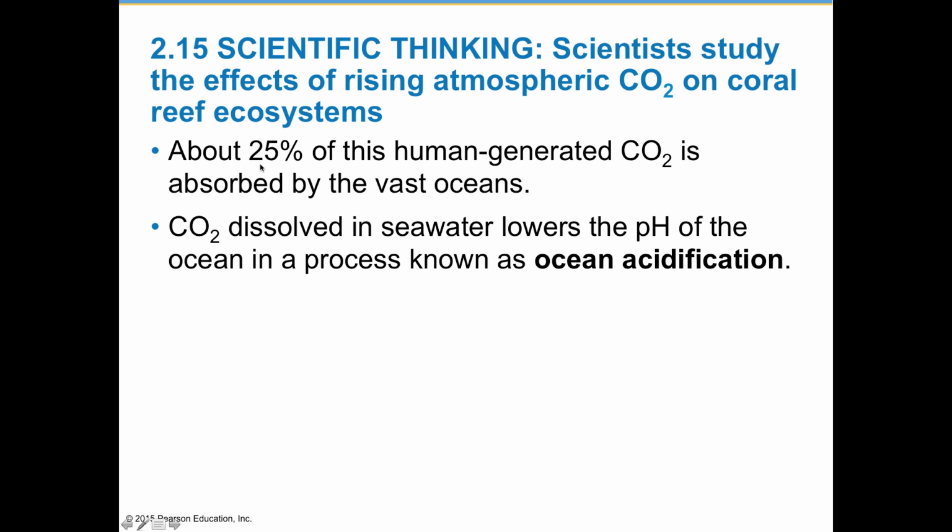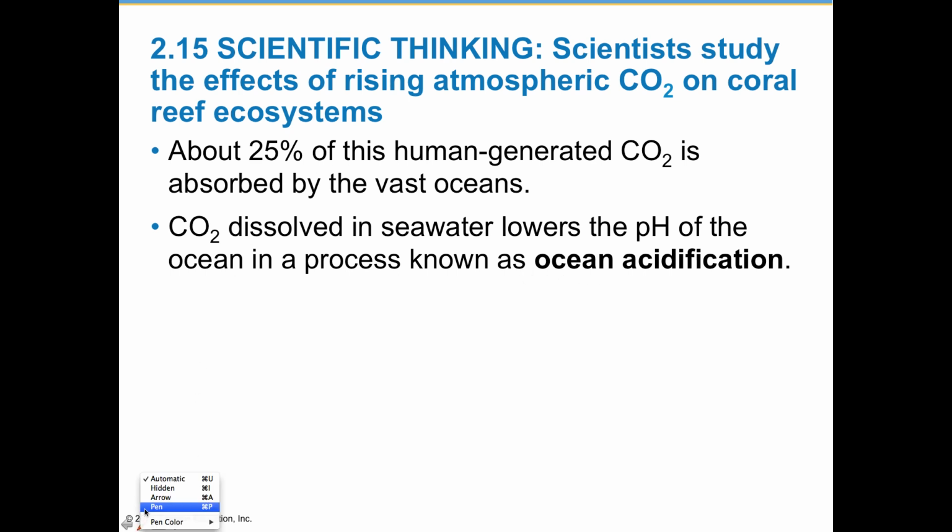So about 25% of human-generated carbon dioxide is absorbed by the oceans. That's still 25%, that's still leaving 75% out in the atmosphere. Carbon dioxide dissolves in seawater and it lowers the pH of the ocean. This is known as ocean acidification. So when you lower the pH, you're causing the ocean to become more acidic. That's a problem. We don't want the ocean to become more acidic because that hurts the marine environment.